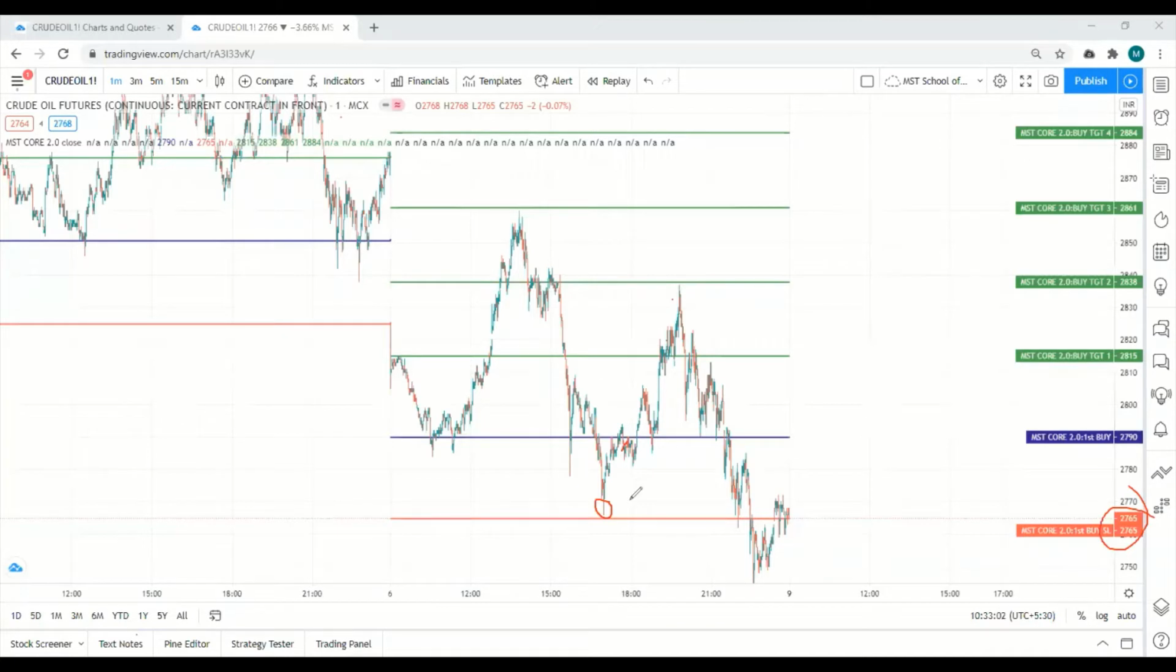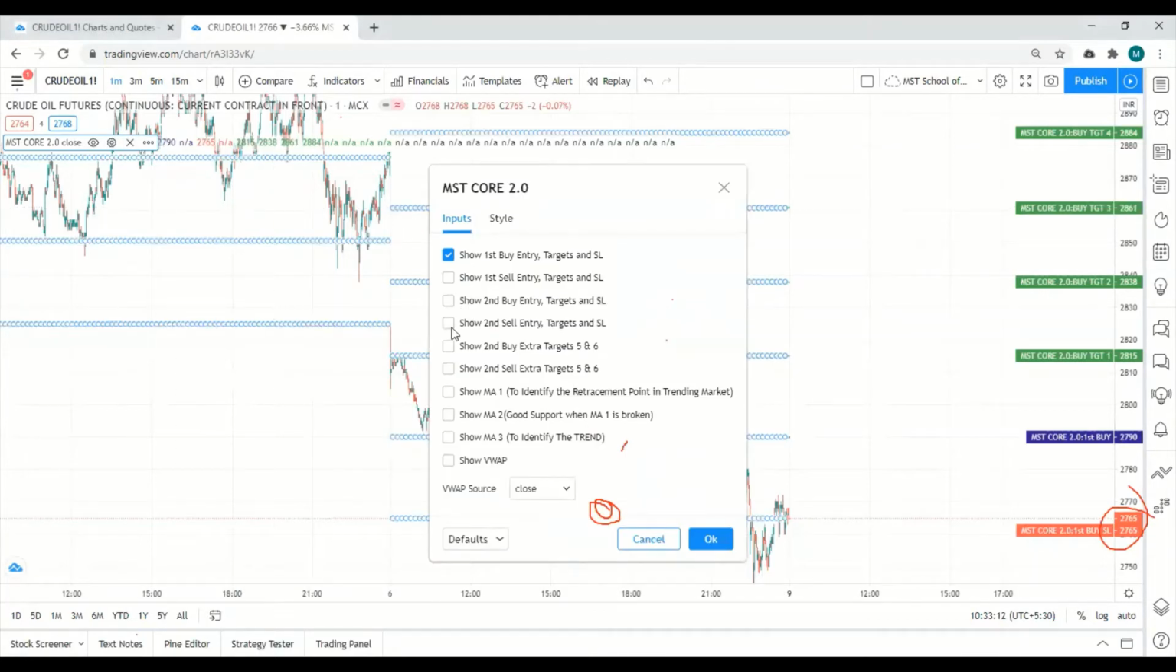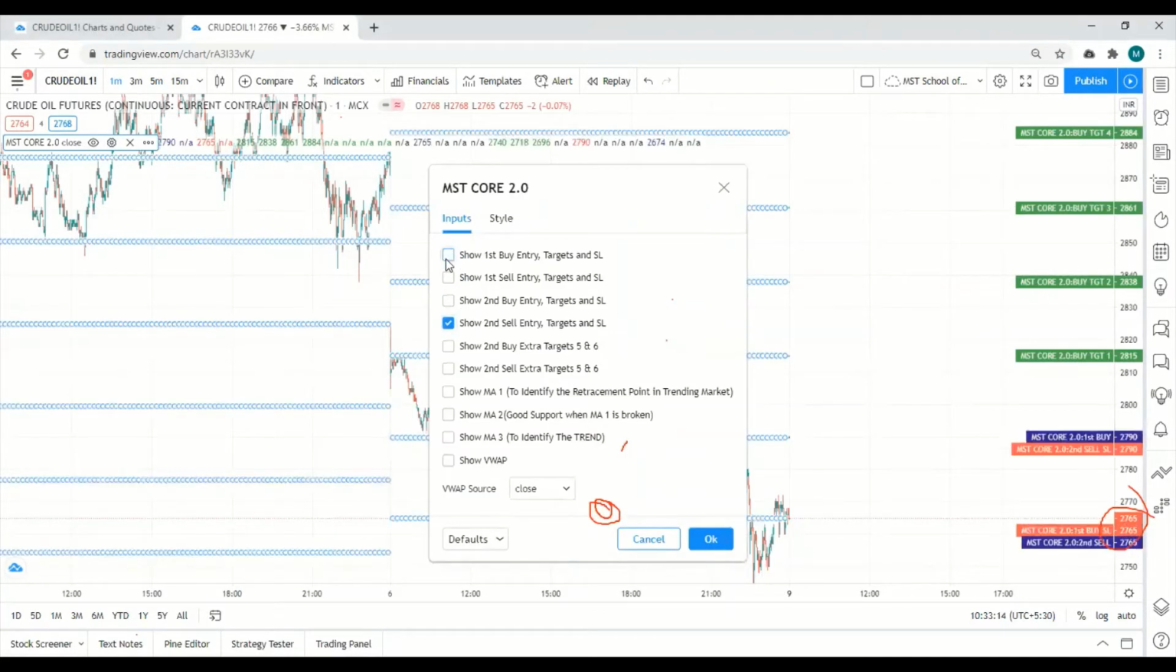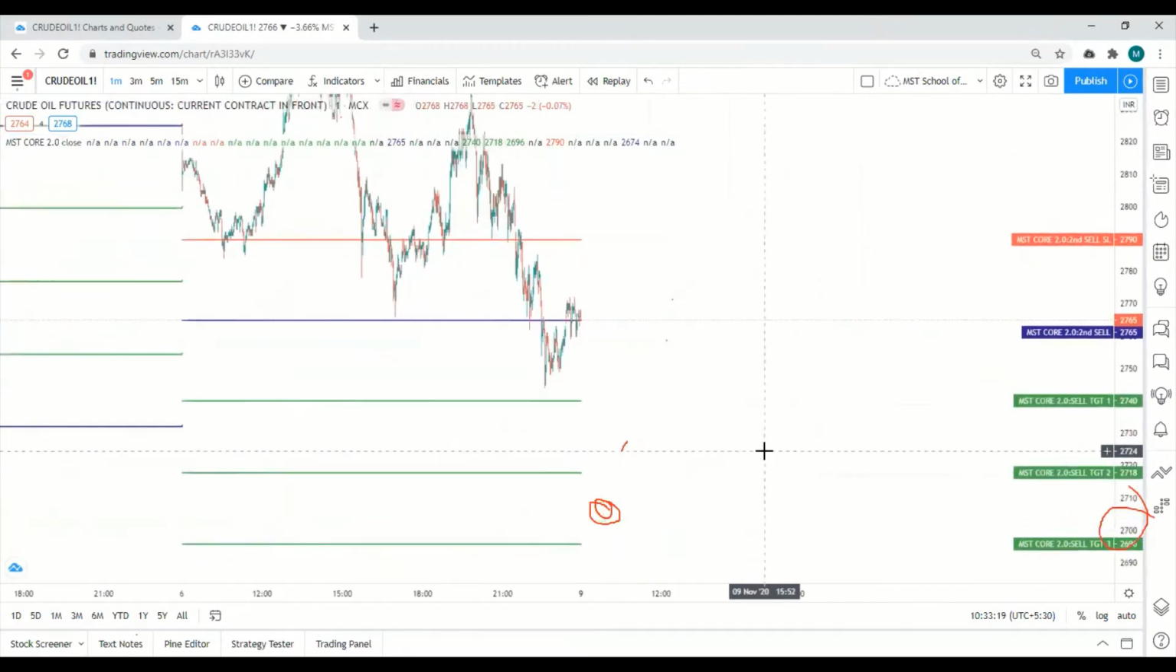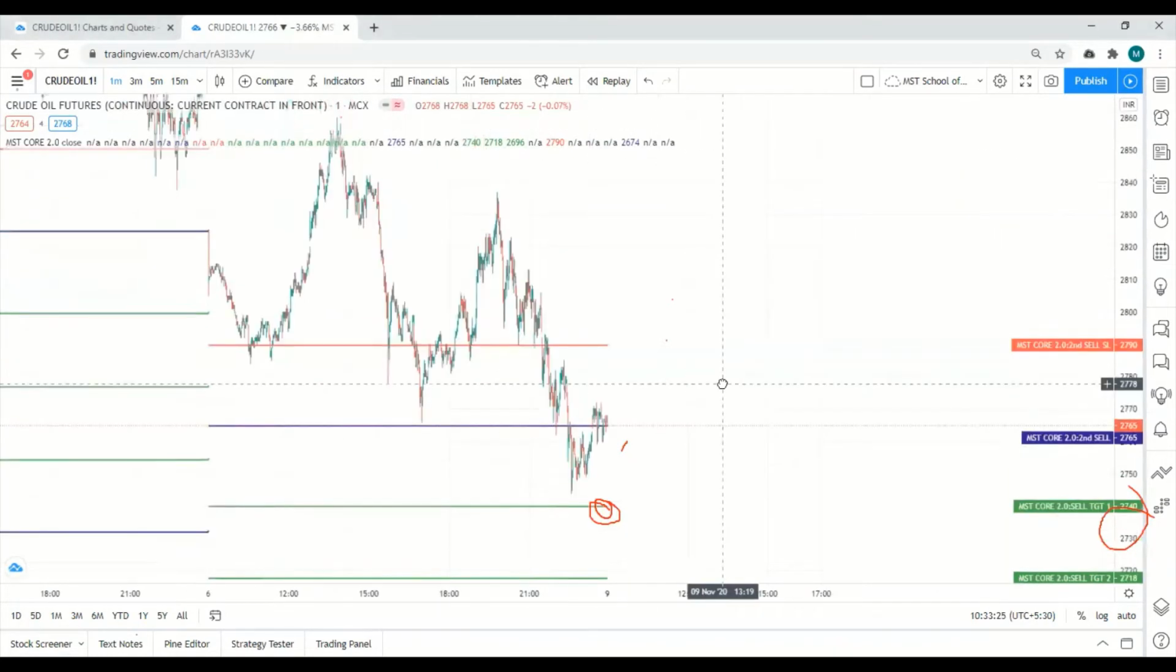Okay. Now, again, see, in only one point, our SL is skipped. Next one, if SL hit, what you have to do? Then we have to enable the second sell. If buy side SL hit, then we have to go for the second entry. See here, immediately at 2765, our second entry will be activated.